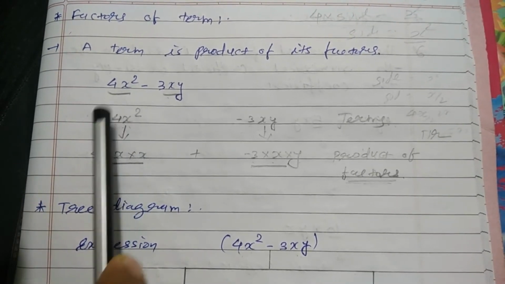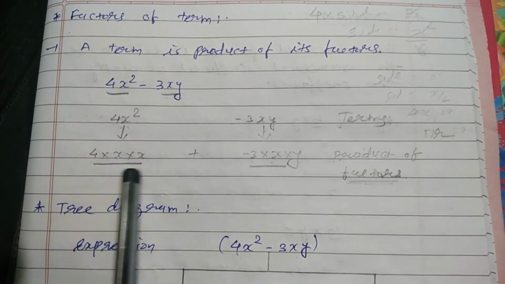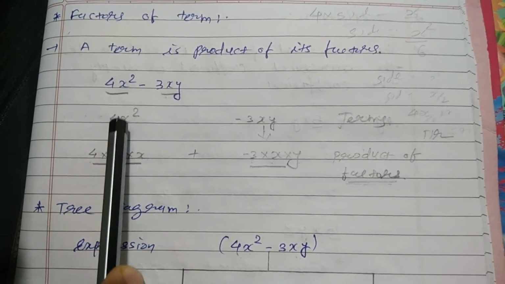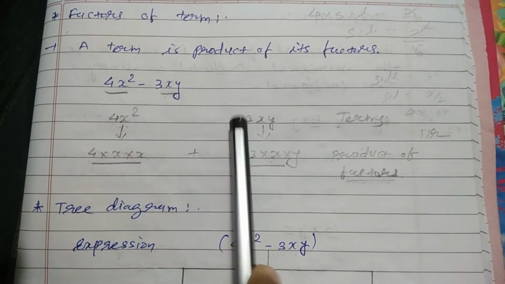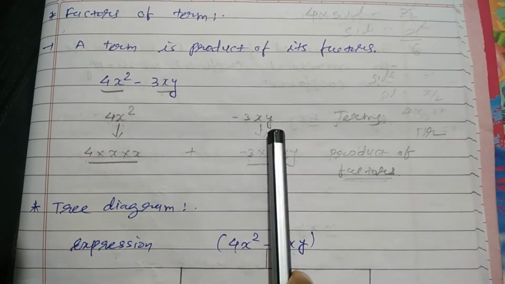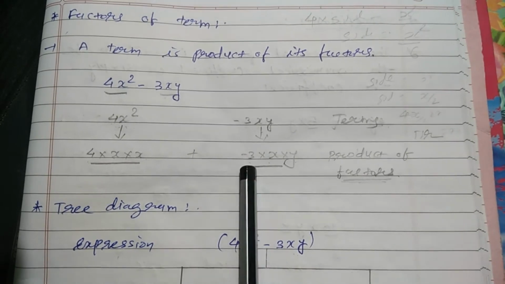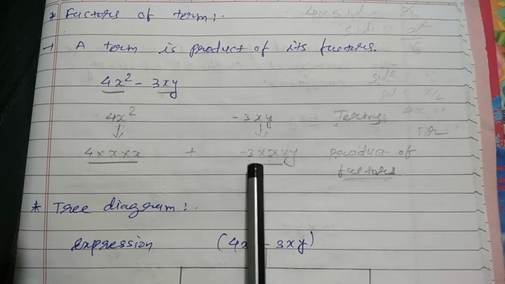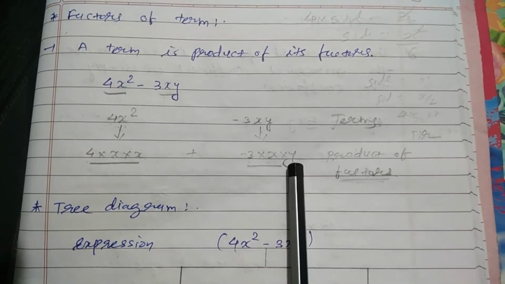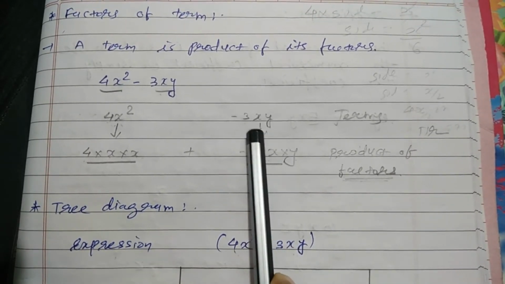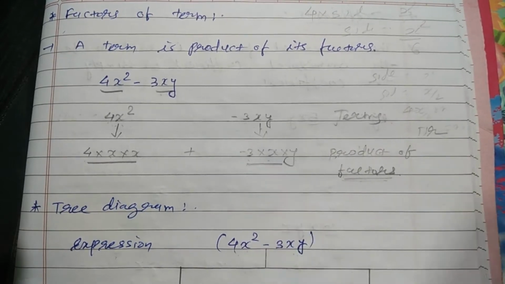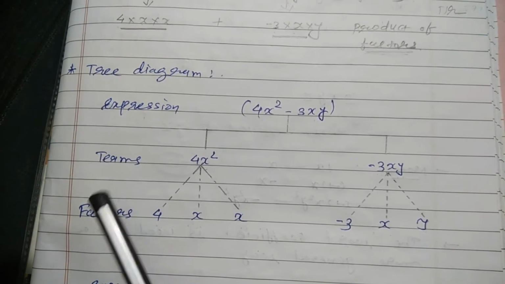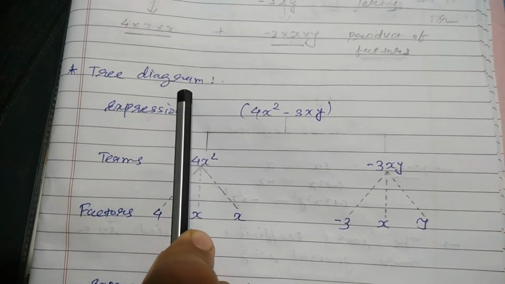That means a term is a product of its factors. So when we multiply these factors 4, x and x, we get the term 4x square. Similarly, how is minus 3xy formed? When we multiply minus 3 with x and with y, we get minus 3xy. That means this minus 3, x and y are factors of the minus 3xy term. Next, to represent these terms and factors, we use a tree diagram.